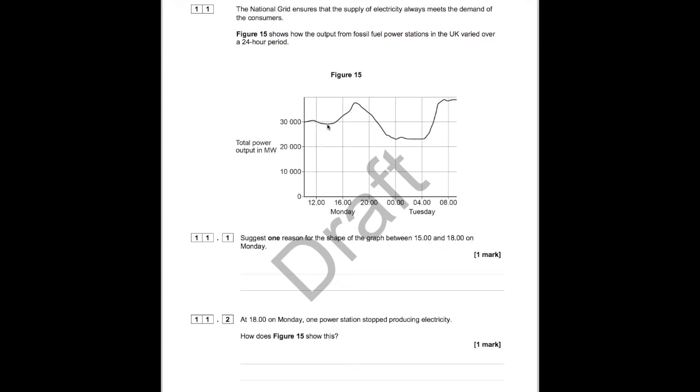So between 3 and 6, that'll be people getting home from work, coming in the house, putting the kettle on, putting the telly on, feeding the kids, things like that. So your house, the amount of power that you need to use increases because of all those things.